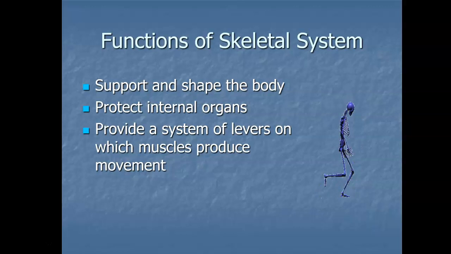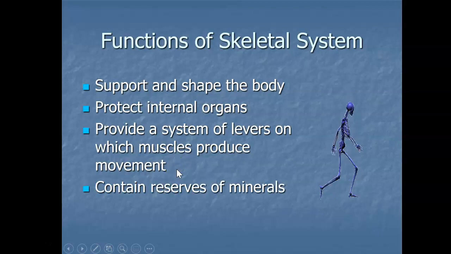It provides a system of levers in which muscles can produce movement. So without your bones, your muscles would just contract, but because there's bone there for something for it to pull on, then that's what actually allows us to move. It contains reserves of minerals, specifically calcium and potassium. These minerals are incorporated into our bone tissue, and when we are low on these minerals in our blood supply, we can take them from the bone in order to provide our organs and our nerves and our muscles the calcium and the potassium that they need in order to function.